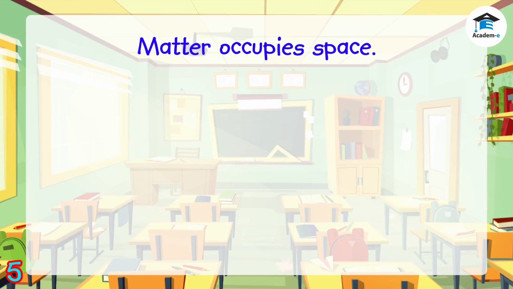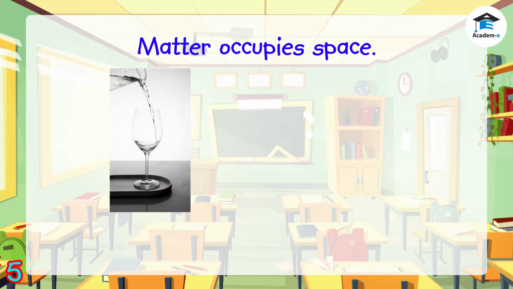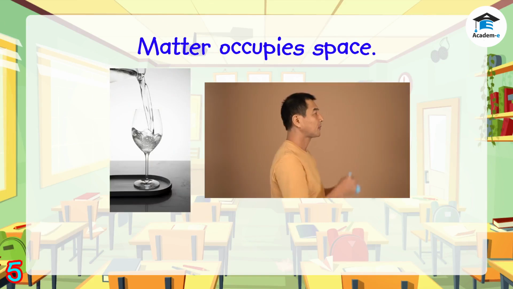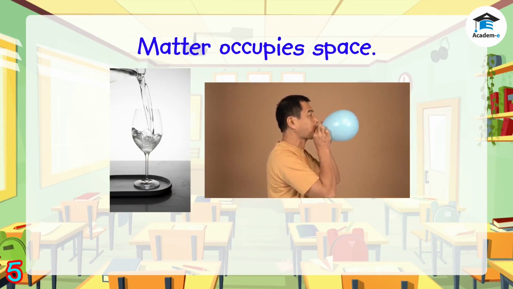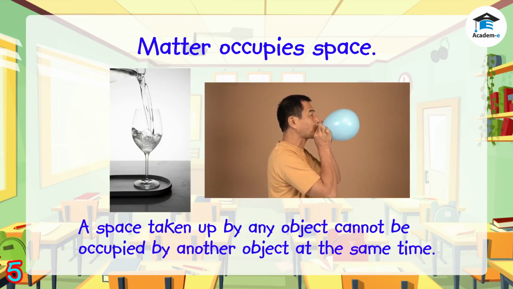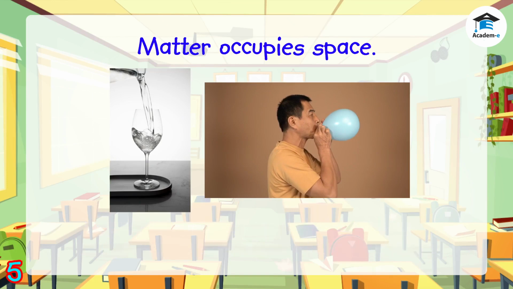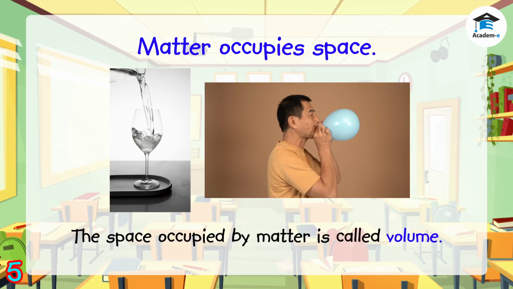Matter occupies space. For example, water takes up the space in a glass. Air also takes up the space inside a balloon. A space taken up by any object cannot be occupied by another object at the same time. The space occupied by matter is called volume.